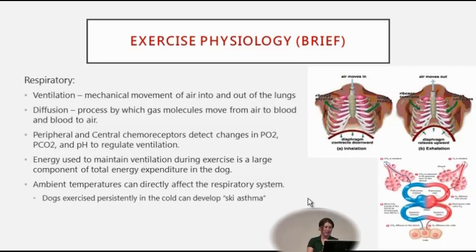Diffusion is the process by which gas molecules move from the air to the blood, and then the blood to the air. There are peripheral and central chemoreceptors in the body that detect changes in PO2, PCO2, and pH, and they regulate our ventilation. The energy used to maintain our ventilation during exercise is a large component of the total energy expenditure of exercise in the dog. Ambient temperatures can also affect respiration.